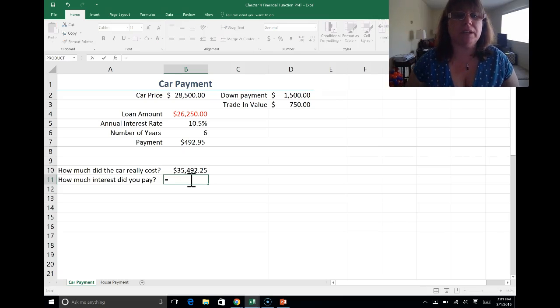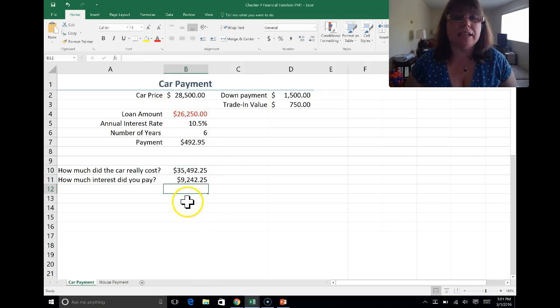Well, how much interest did I pay? This is going to be the cost plus my loan. Because it's already negative, I'm just adding the two of them together. The interest, what I had to pay back to the bank, was $9,242.25. Ouch! That was pretty expensive.